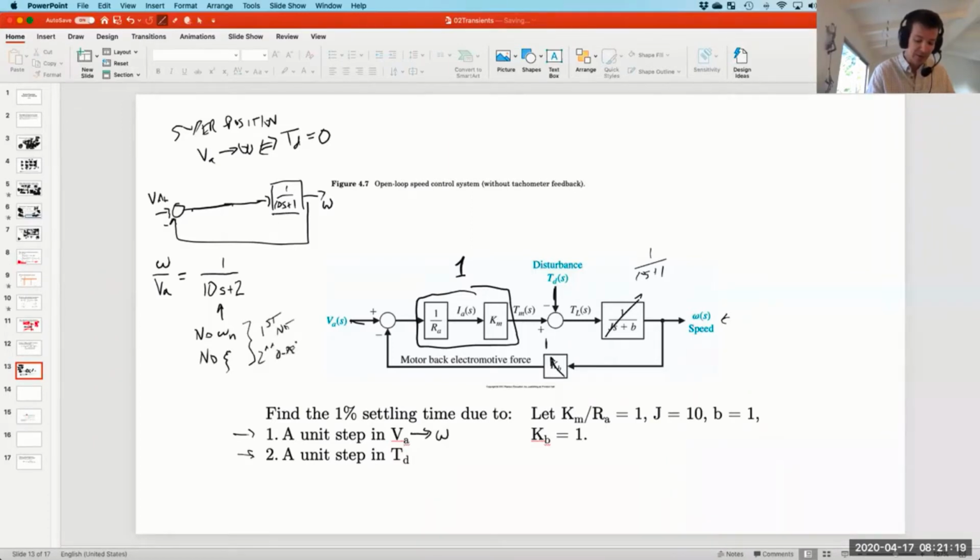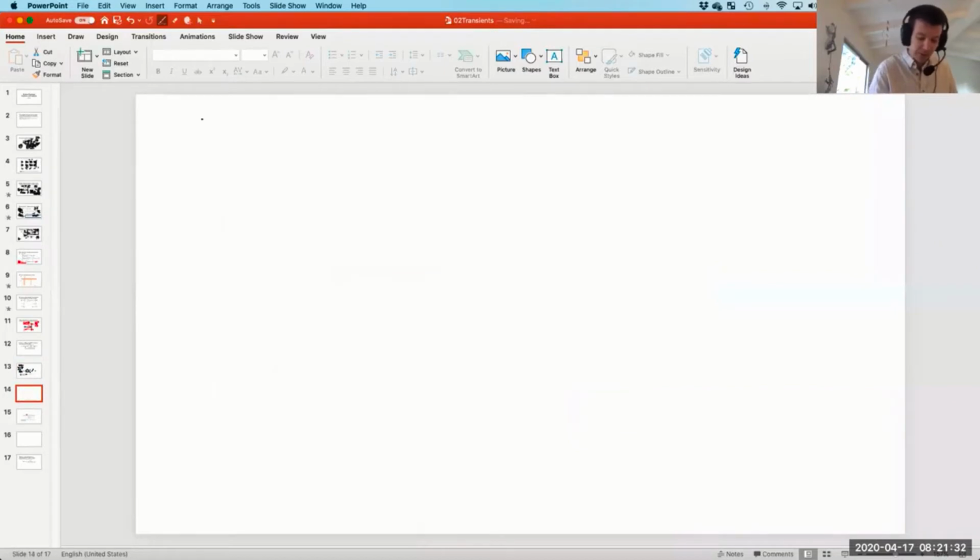So I put this example in here just to show you that you can answer these kinds of transient questions even in the absence of a canonical transfer function. Okay, so let me go to the next slide. I gave myself a little bit of room here. So we're talking about V_A is a step, and we know that the V_A to omega transfer function is, if you factor out the 10, something like this.